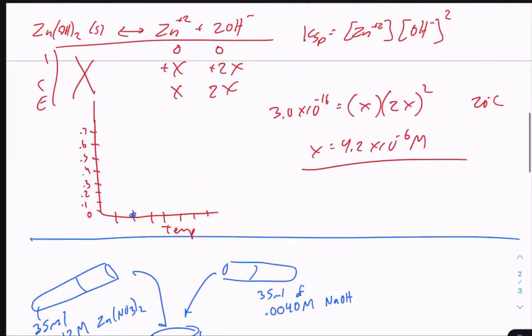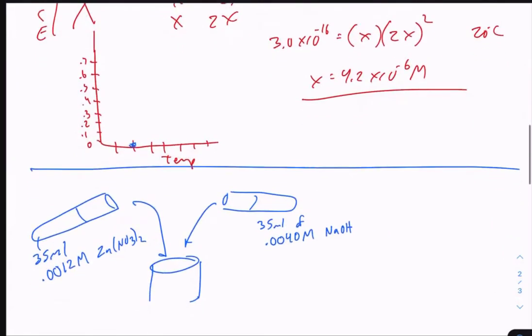Again, the KSP for zinc hydroxide is 3.0 times 10 to the negative 16th. Okay, of course, the question is, what are we going to see? Are we going to see precipitate, or are we going to not and have this remain dissolved?